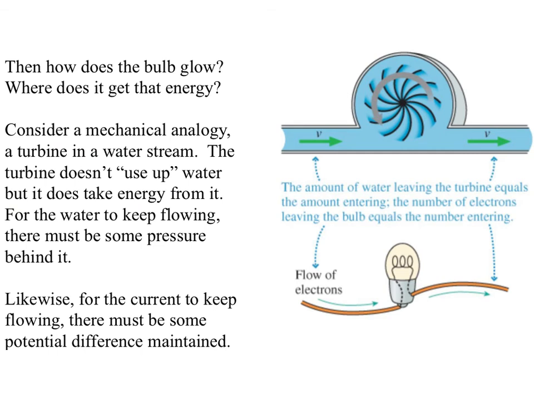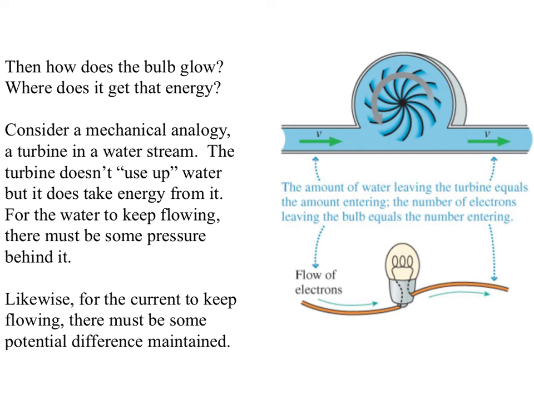Now you might object, but the bulb glows. It's got to be consuming something, right? Where's the light coming from? And the answer is it's not consuming the electrons. It's just taking energy from them. And actually, since the electrons have an average velocity that's the same, it's really taking it from whatever is maintaining that potential difference. There's an analogy your book uses, which I like.